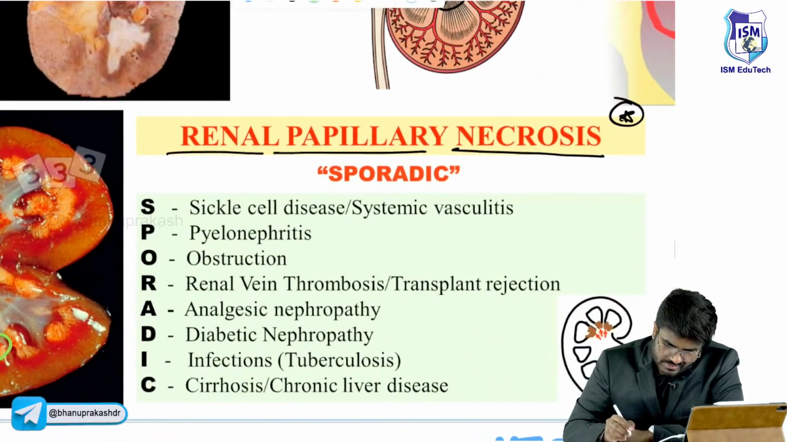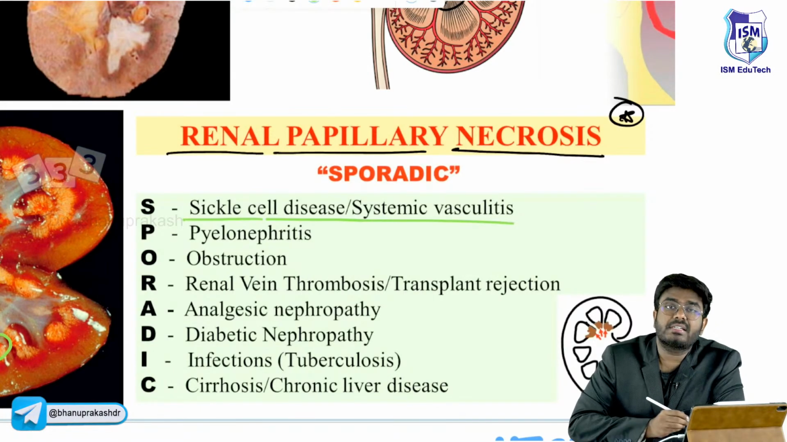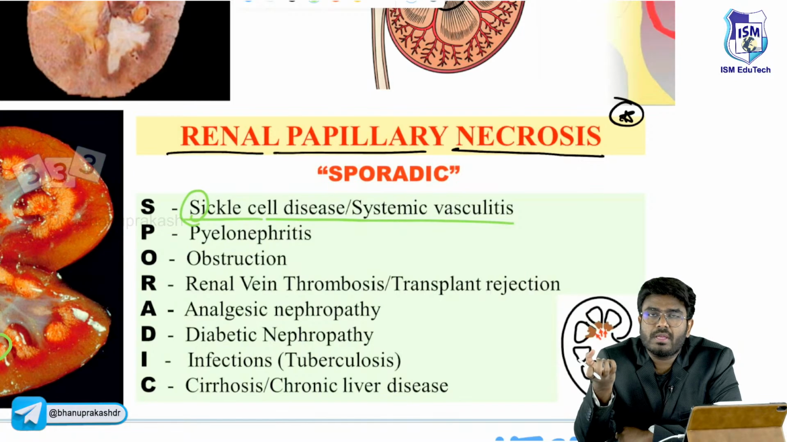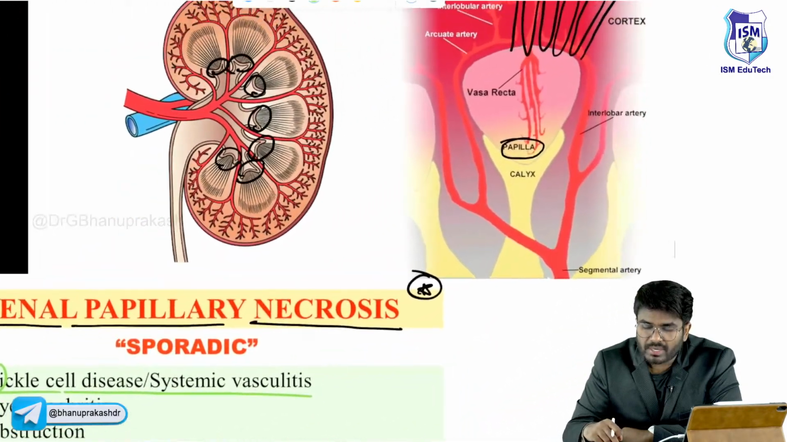What are they? First, sickle cell disease. Why sickle cell disease, sir, if you ask me? In sickle cell disease, the RBC shape becomes sickle-shaped. Of course there is anemia, but that's okay. There will be vaso-occlusion. The sickle-shaped RBCs cannot easily pass through the blood vessels, so they cause a vaso-occlusive crisis. The blood vessels are going to be blocked. So what happens to the blood supply to the papilla? Already there is less blood supply, so there is a further reduction, and that can cause renal papillary necrosis.